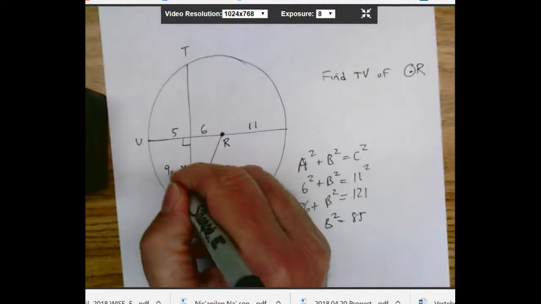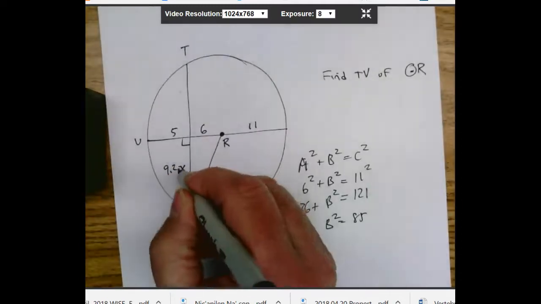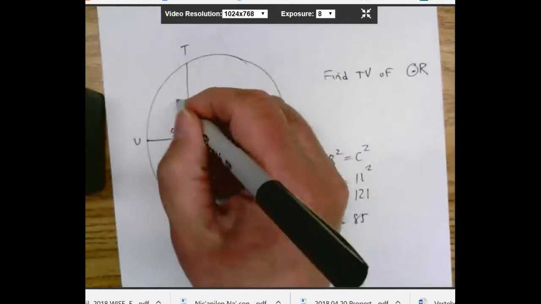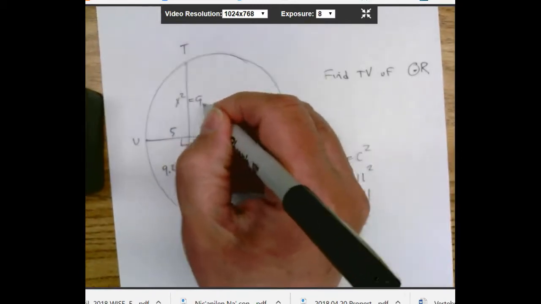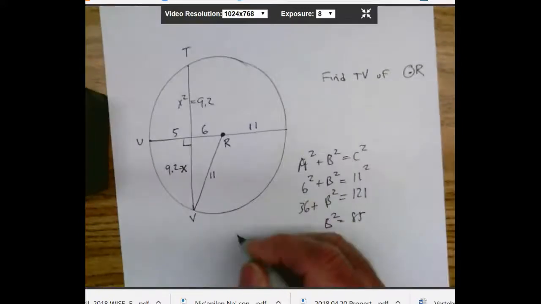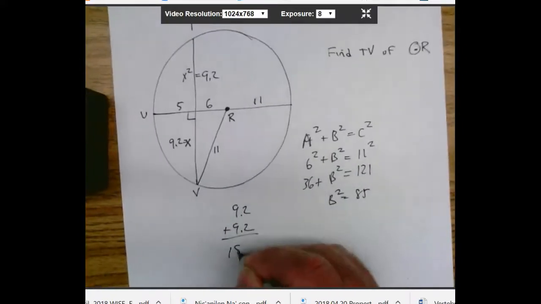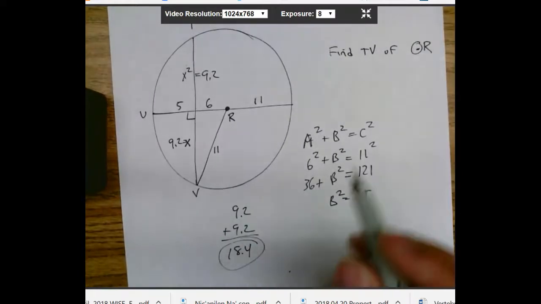So this is 9.2. And then we also know that this cuts this in half. So if we want to know what the other side is, it's also 9.2. Then if we want to know the whole thing, we just add them together. 9.2 plus 9.2, 18.4, and that's the answer right there.